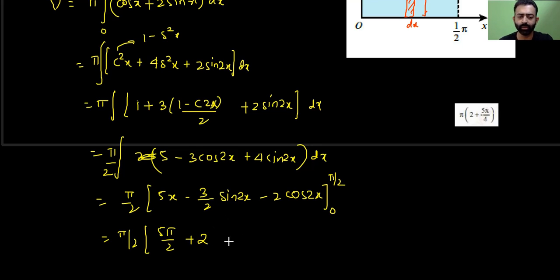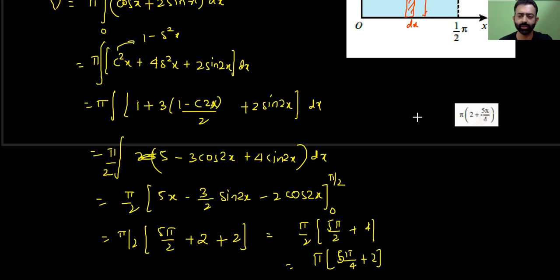Applying the lower limit with minus sign, 5 times 0 is 0, sin 0 is 0, right, and minus 2 cos 0 is minus 2 times plus 1, so minus and this minus will become plus, okay. So you have pi by 2, 5 pi by 2 plus 4, okay. Taking this 2 inside, you will get pi times (5 pi by 4 plus 2), okay, and this is the answer as you can see.